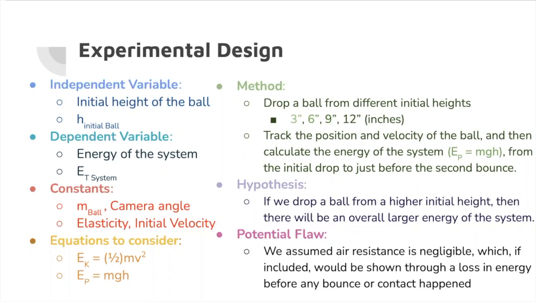Our method: we are dropping a ball from different initial heights and then tracking the position and velocity of the ball to calculate the energy of the system right before the bounces. We hypothesize that if we drop a ball from a higher initial height, then there will be an overall larger energy of the system. A potential flaw we have is we assumed air resistance is negligible, which if included would be shown through a loss in energy before any bounce happened.